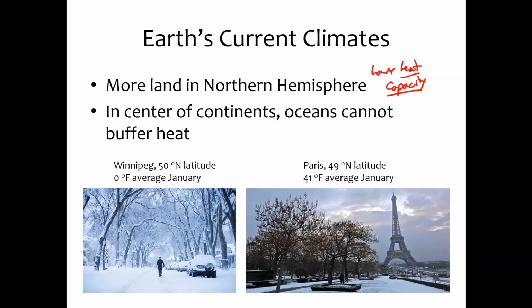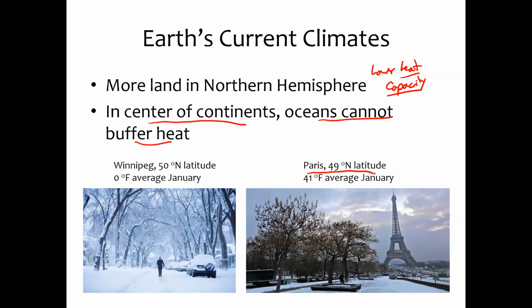When oceans are present, because they can absorb a lot of heat and then release a lot of heat when it's colder out, before their temperature stabilizes, oceans tend to be able to buffer heat. So coastal places oftentimes are going to be a little warmer than continental interiors for this reason. In the center of continents, where you're away from the oceans, you cannot buffer heat.